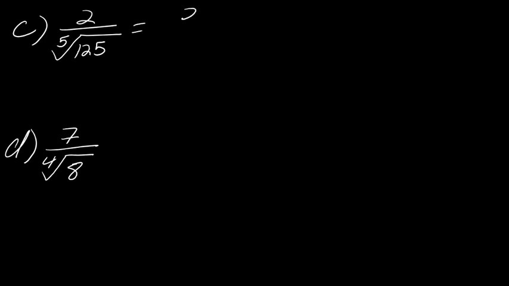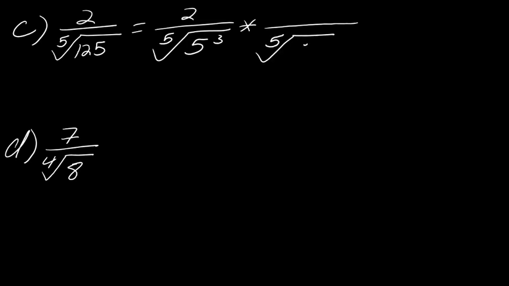So doing the same thing again. Now I've got 2 over, oops, not the cube root, this is going to be 2 over the 5th root of, so what is 125? 125 is 5 cubed. So that means I have 3 powers of 5, and so I need 2 more powers of 5. So this is going to be times the 5th root of 5 squared.